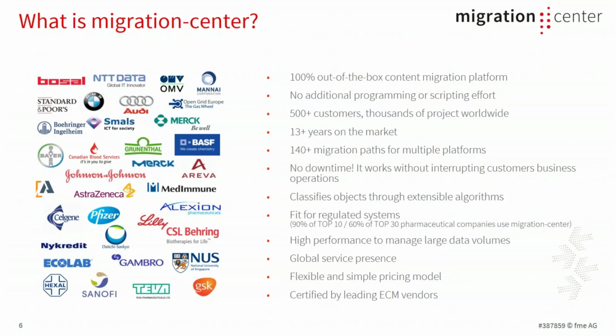So, we're providing more than 140 different migration paths from multiple platforms. So that could be, for example, Documentum to SharePoint, SharePoint to Documentum, Alfresco to SharePoint, SharePoint to Alfresco, etc. So in total, we have more than 140 paths available for you. There are also a couple of capabilities which are really important, but I'll come to that point later on. But just to mention one, we can help customers to execute a migration without interrupting the business operations. So that means we can provide a solution for no downtime migration scenarios.